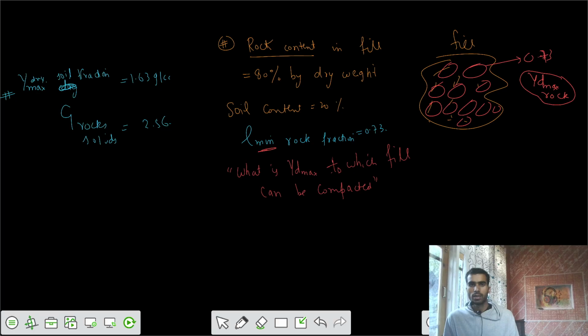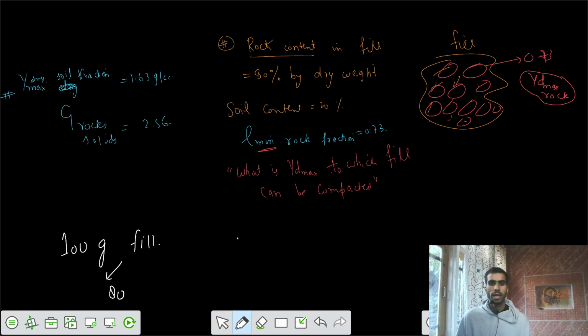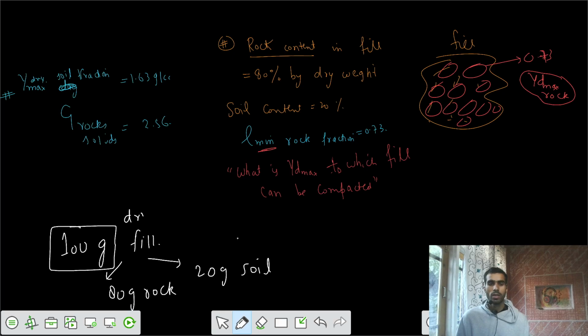How can you solve that? Let's say that we don't have any data given to us. Let's say that we have 100 grams of total fill. That means we have 80 grams of rock and 20 grams of soil. So we have selected 100 grams of fill in the dry state.